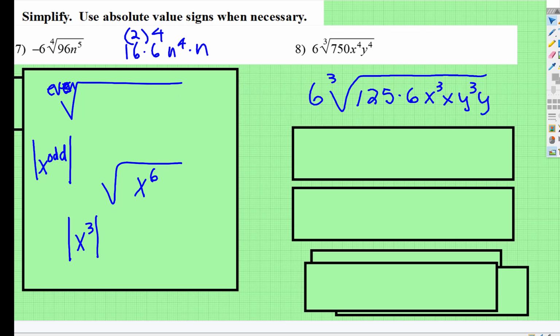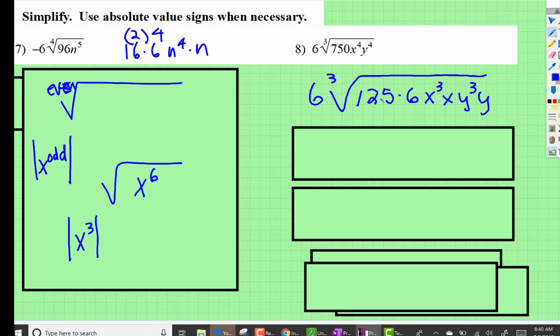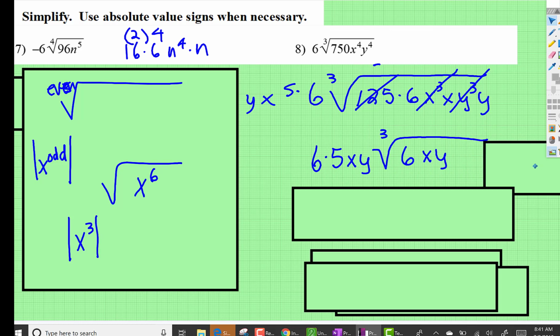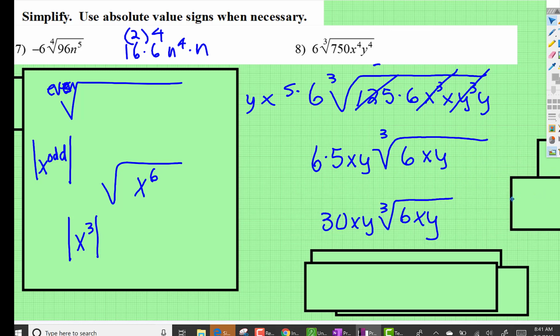So 750 is 125 times 6. Well, the cube root of 125 is 5. The cube root of x cubed is x. Cube root of y cubed is y. So let's see what we have right here. 6 times 5 is 30. So 30xy cube root of xy. All right, that's it for this one.